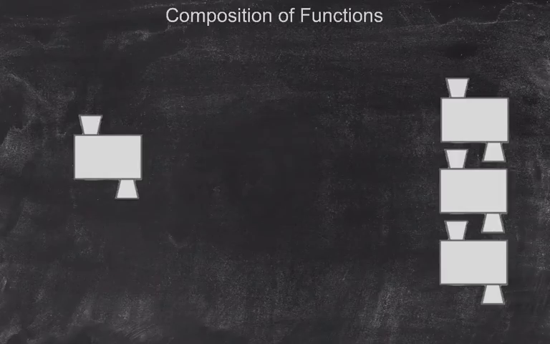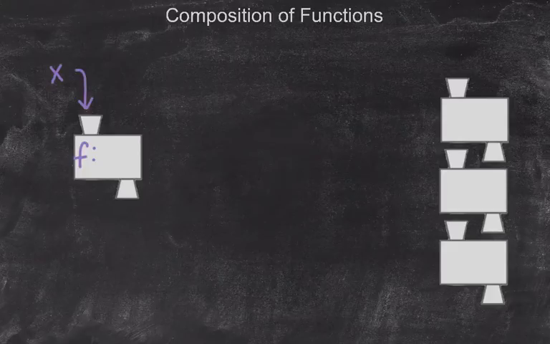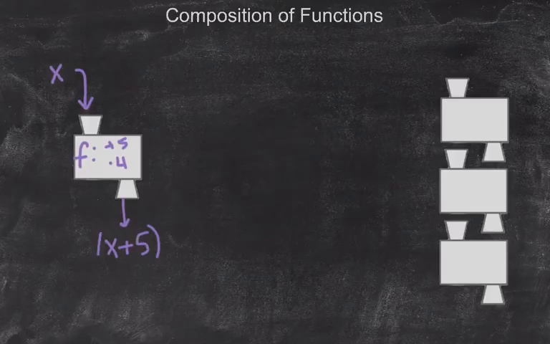So if we have a function and we think of it in terms of a function machine, maybe we want to call that function f, and we're going to put an input into the machine, and it's going to do a couple things. So maybe this function adds 5 and then multiplies by 4. So we're going to get out x plus 5 and then all multiplied by 4.